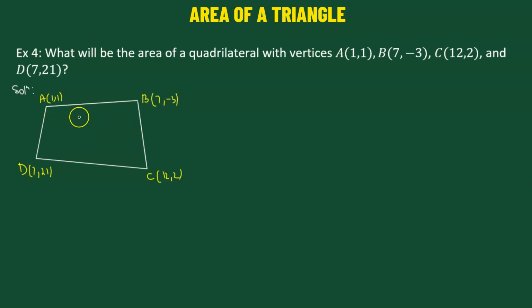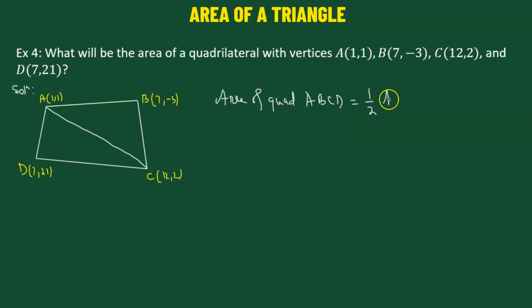That's a very simple problem. All we have to do is join point A and point C. And that's going to divide the quadrilateral into 2 triangles. Or we can join D and B, whichever way you do, you'll get the same result. So here in this case, I'm joining vertex A and C. That's giving us 2 triangles.